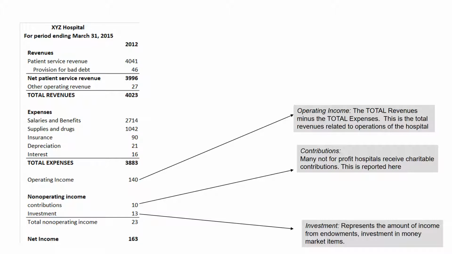Now we have our non-operating income. We have our contributions. They receive charitable contributions, which are reported here if it's a not-for-profit. And then you may have investments, so you may have income from endowments, money market items, and so forth. And then you get $23 in non-operating income. For a net income, when you add 140 plus 23, the operating income plus the non-operating income, you get $163.